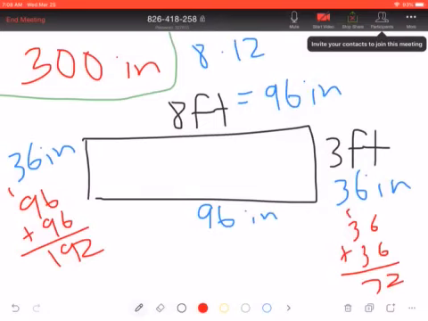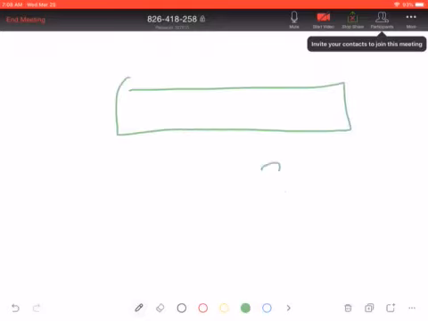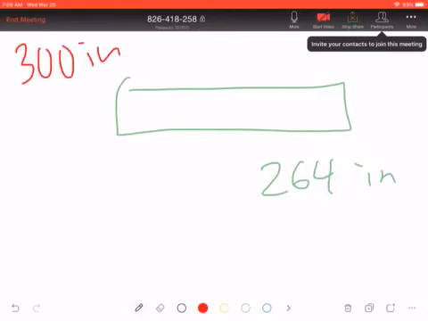So now let's put both of those together. That's going to give us 192 plus 72. 2 plus 2 is 4, 9 plus 7 is 16. That's 264. I'm going to go on to another slide. So to make a whole border around takes 264 inches, and remember we were starting off with that 300 inches. So all we're going to do is, how much would we have left over?